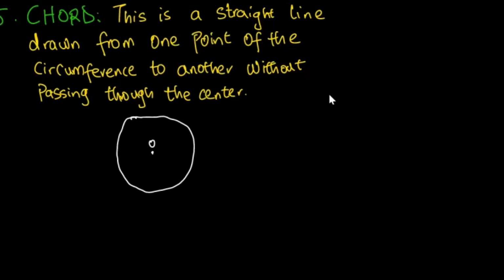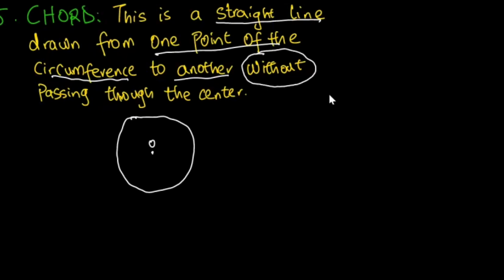So our fifth concept is a chord. Now a chord is similar to a diameter in the sense that, number one, it is a straight line. Secondly, it starts from one point of the circumference to another, but in this case it does not pass through the center. That is why we use the words without passing through the center.